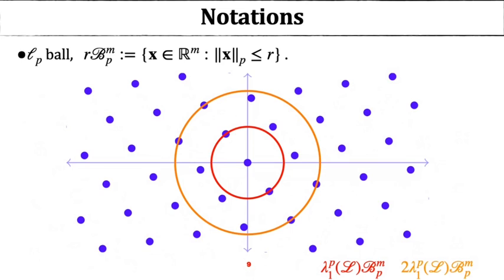And the last notation is of the LP ball. To represent the LP ball, we are going to use the notation R times B subscript P, where R denotes the radius, so the LP norm of all the vectors contained inside the ball. As you can see, the red ball is of radius lambda1. Here lambda1 radius means that any vector whose LP norm is less than lambda1 is contained inside the ball. So these are the notations we are going to use throughout the talk.